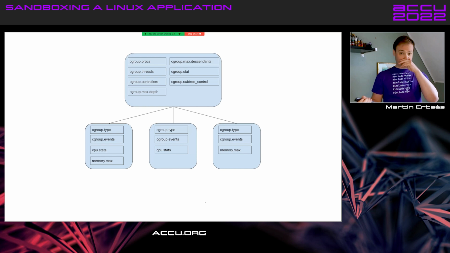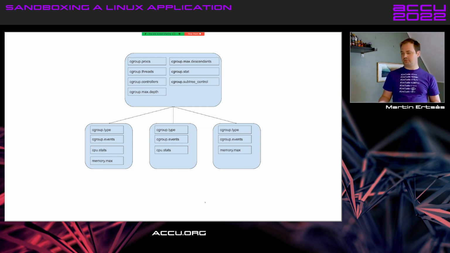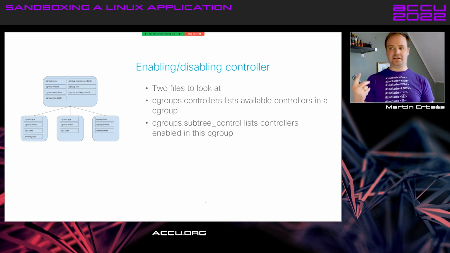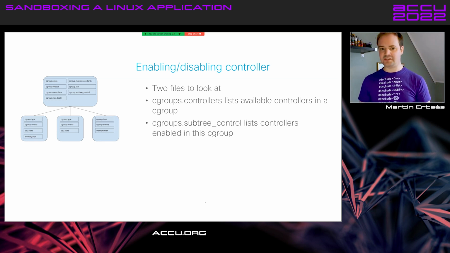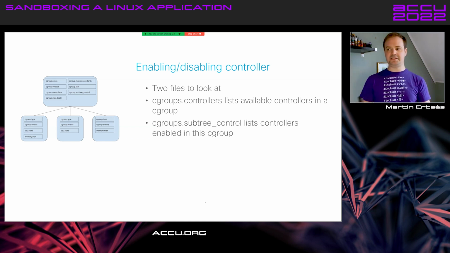You have a structure in cgroups. Cgroups are, the way you see them, just folders. I'm actually going to power through this a bit and rather show you how it looks. Now, you have two files for enabling and disabling a single controller. Now you have cgroup controllers, which you can look at to see what controllers are available in this cgroup.